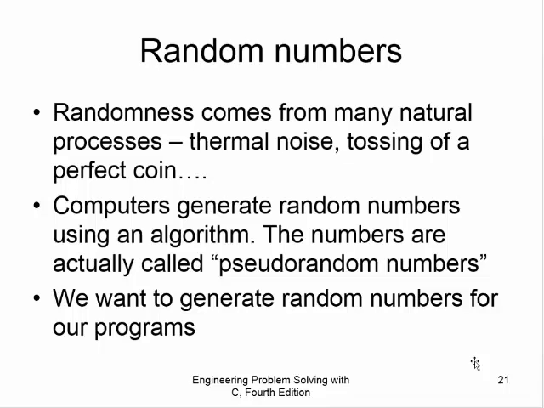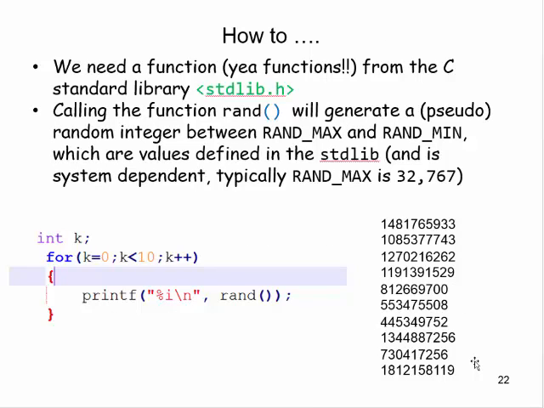But anyway, we may want to generate random numbers for our programs, and in particular, programs that are games very often use random numbers. Or programs that want to simulate noise, they would also use random numbers. Okay, so here's how we use random numbers in our programs. First, we need a function. Yay, functions! From the C standard library.